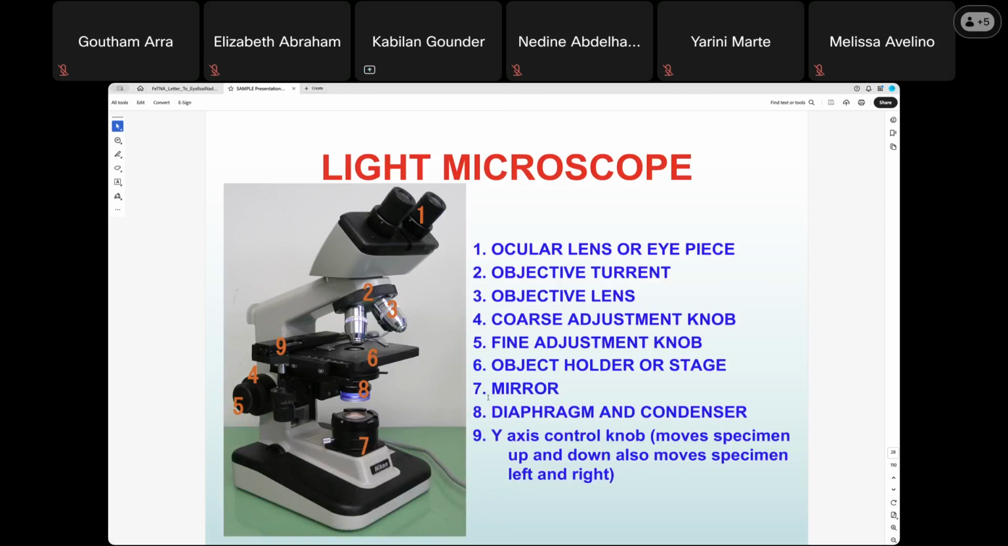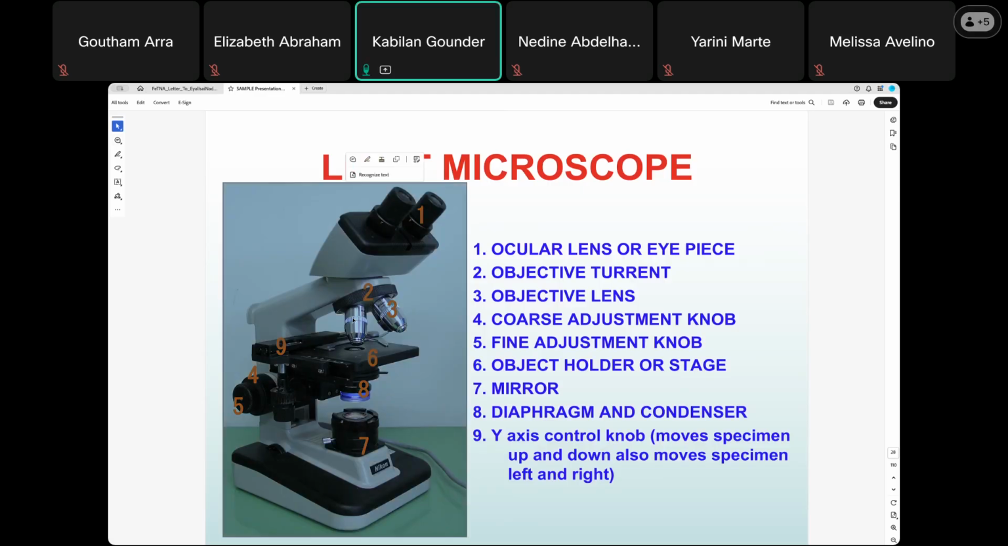So this is the basics of your light microscopes. As you know, this is the ocular lens, or we can call it the eyepiece. The two is the objective turret, which holds the objective lenses. Each objective lens, the three, has a different magnification, maybe 10x, 50x or 40x, meaning 10 times magnified or 40 times magnified.